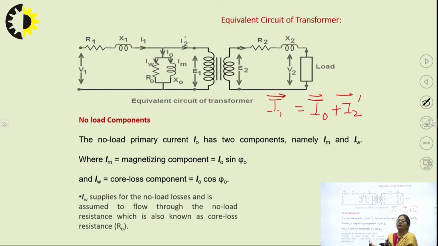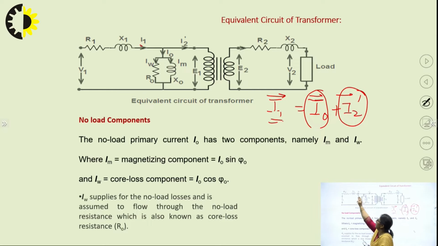But when the transformer is loaded, it will take a current I1, which is the phasor sum of the no load current plus the extra current taken by the transformer after the loading has happened. That current is called I2 dash. We will see the further relations. Just summing up, the primary current I1 has to be the phasor sum of I0 and I2 dash, so I need to represent it with I0 and I2 dash as two branches.